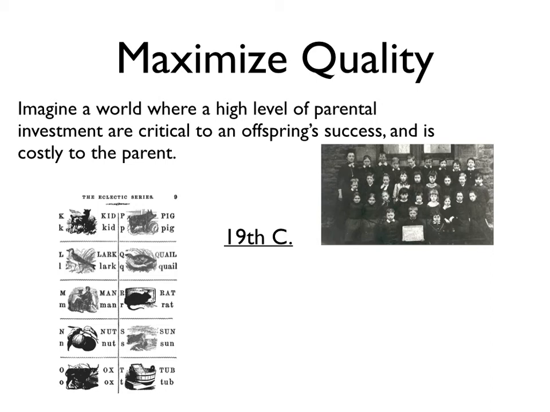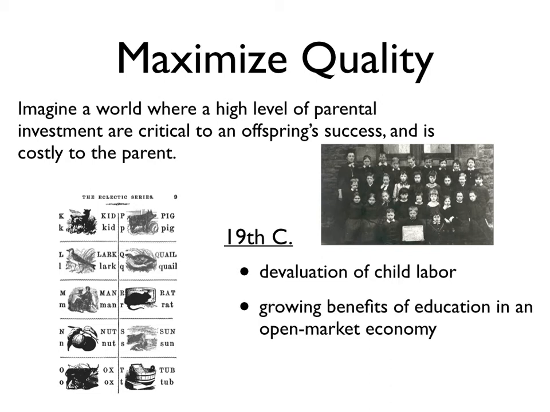patterns of child rearing. In the 19th century, we're starting to see a devaluation of child labor. Children are no longer foraging for themselves, helping out on the farm. There's labor laws, they can't work in the factories anymore. So kids really can provide less for themselves than ever before. So kids are costly because they can't even provide anything for themselves.